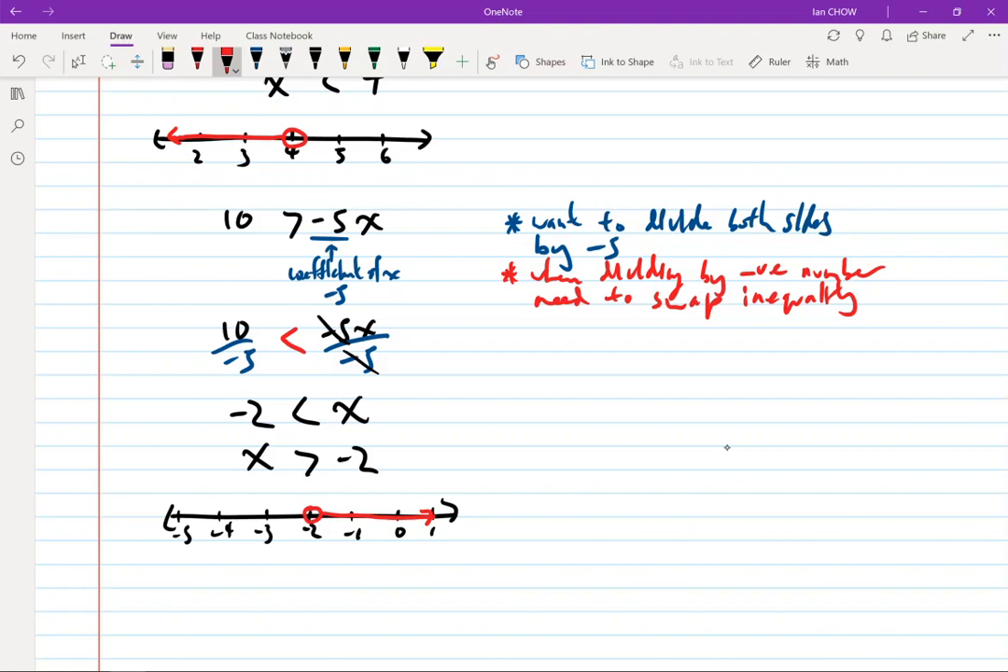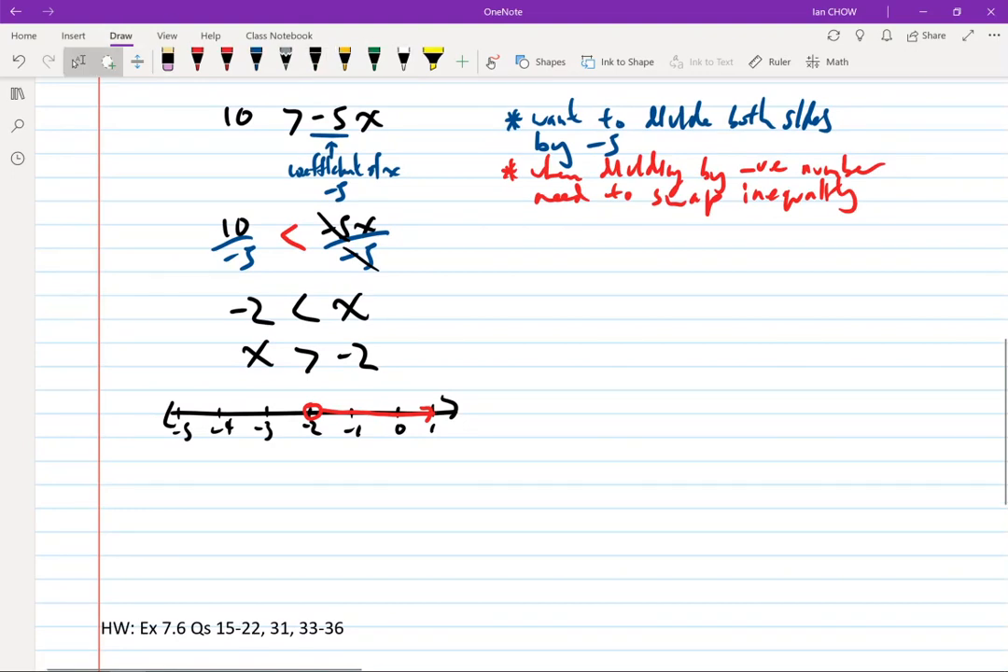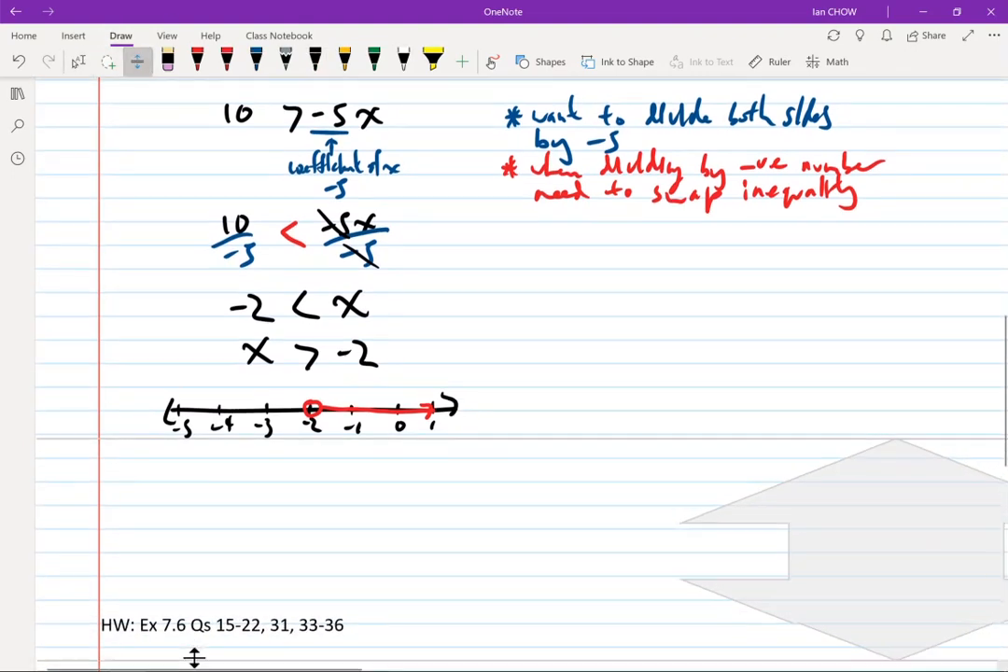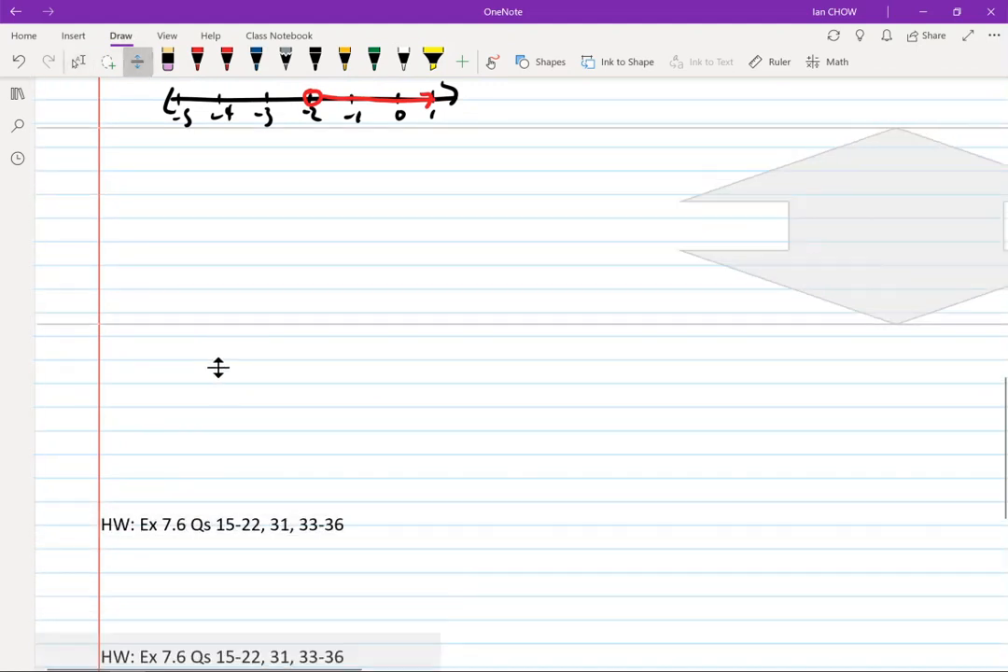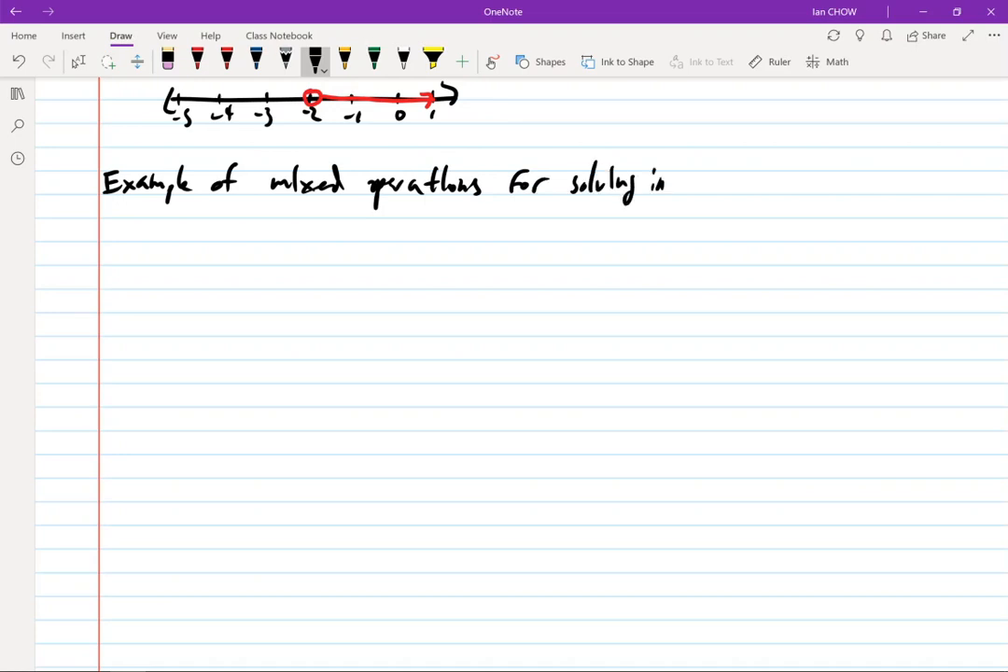So let's do one example of mixed operations for inequality. Before you go to do your homework, let me show one more example. I do want us to do some examples together. So, example of mixed operations for solving inequalities. Let's start off with a simple one.